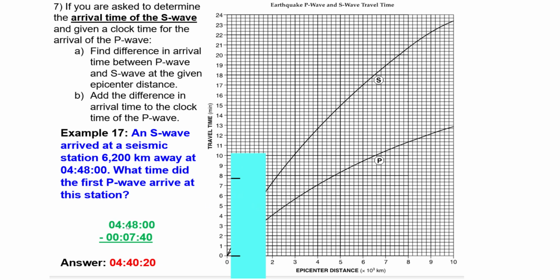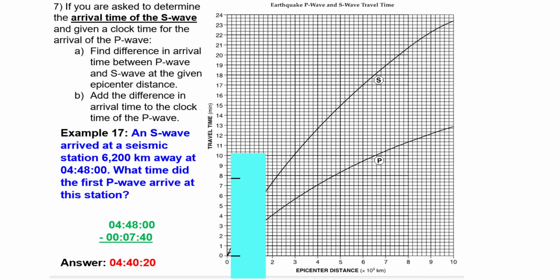So I know when my S wave arrived, which is 4 hours, 48 minutes, and 0 seconds. My P wave must have arrived 7 minutes and 40 seconds before the S wave arrived. So that's why I'm taking the S wave arrival time and I'm subtracting the time difference that I found, which is 0 hours, 7 minutes, and 40 seconds. The answer that gives me is 4 hours, 40 minutes, 20 seconds.